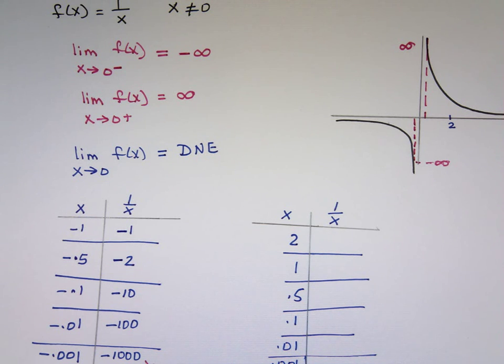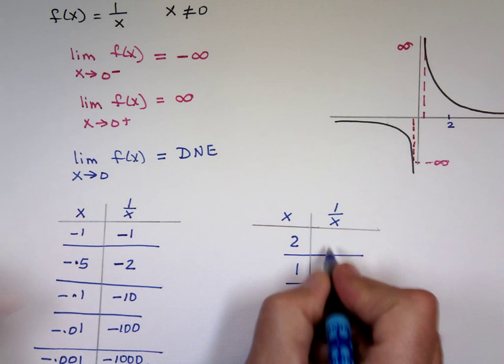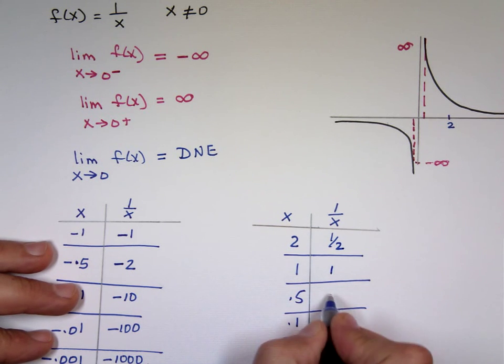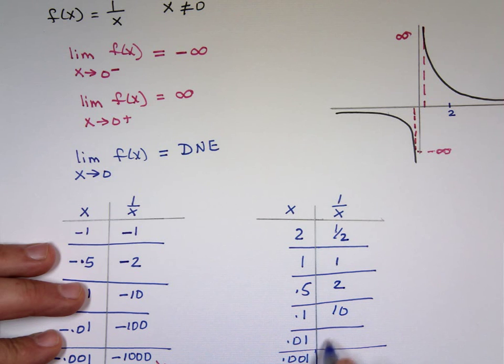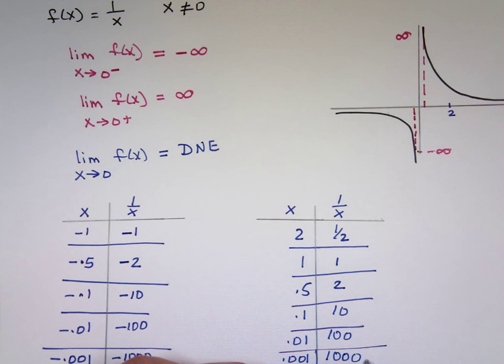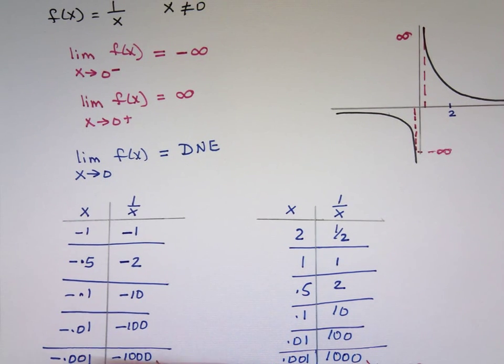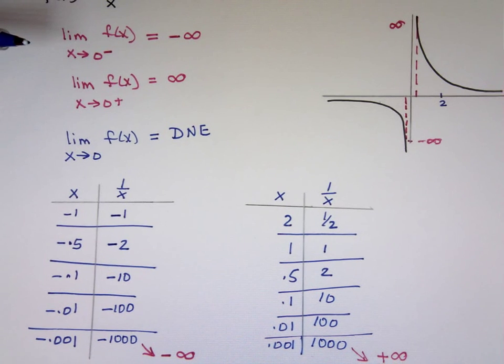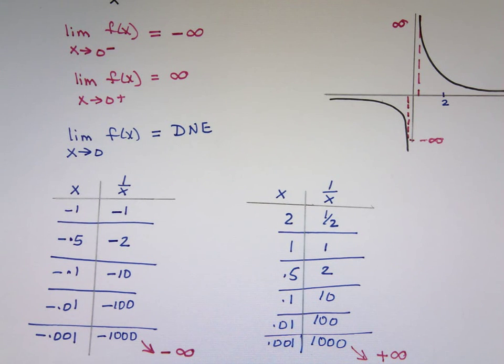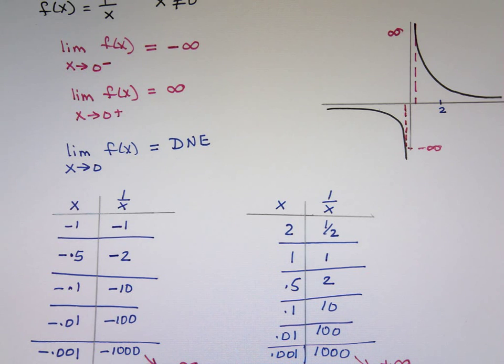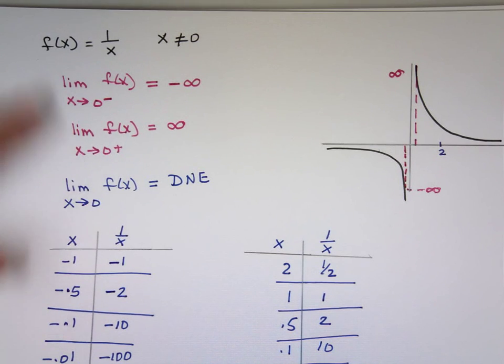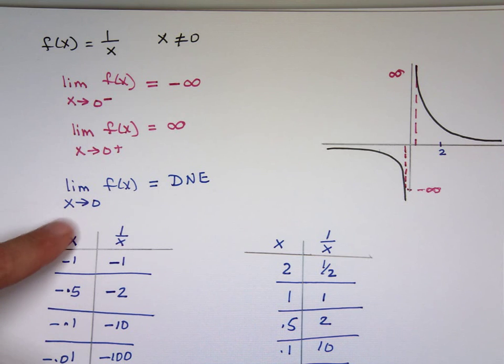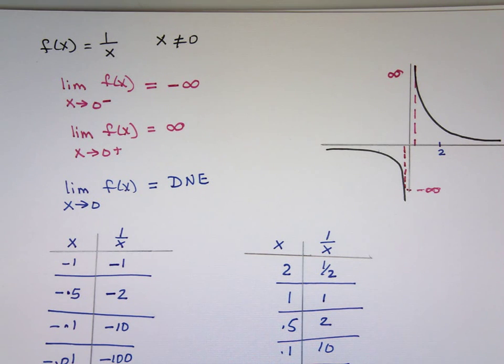From the right side, this is what? 1/2. This is 1. This is 2. This is 10. This is 100. This is 1,000. Where's that number going to? Positive infinity. That's what the picture told us. From the left side, negative infinity. From the right side is positive infinity. So what is the limit of f of x as x approaches 0? There is no limit. Does not exist.